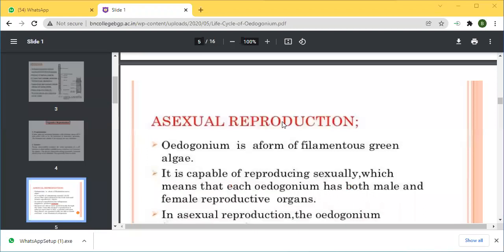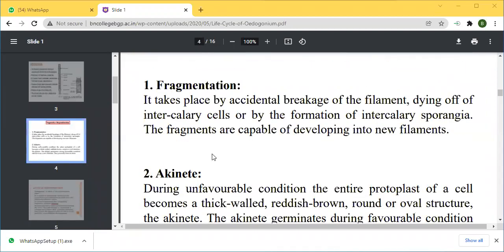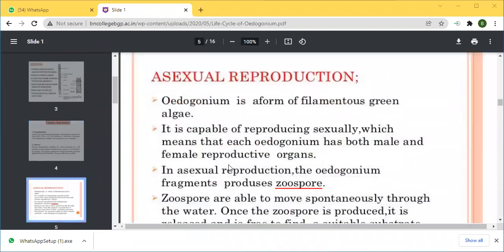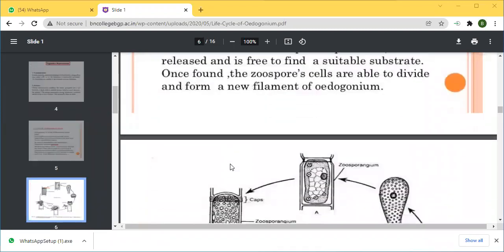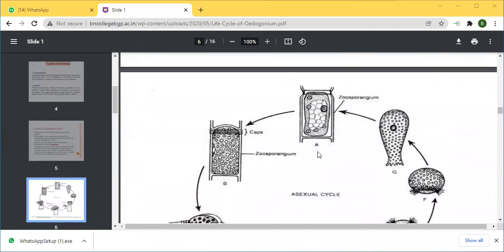And what are these two? Reproduction, vegetative reproduction. How many types, ma? Two types. One is a fragmentation method. The second method is called akinete. Next one, the second reproduction is called asexual reproduction. See, this one is an asexual reproduction picture.